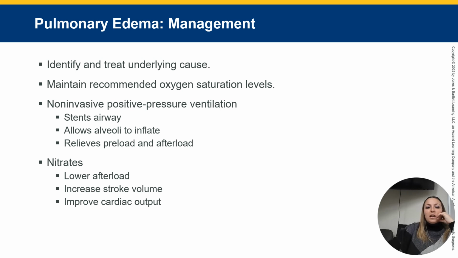If you're able to, it's better if you do a non-invasive positive pressure ventilation, so get that CPAP in there to keep the alveoli inflated. And that will also relieve preload and afterload. You consider nitrates to lower their afterload, so you consider giving them a nitroglycerin, the 0.4 nitro sublingual. This will increase their stroke volume, increase cardiac output, but it also lowers that afterload, which is the important part.